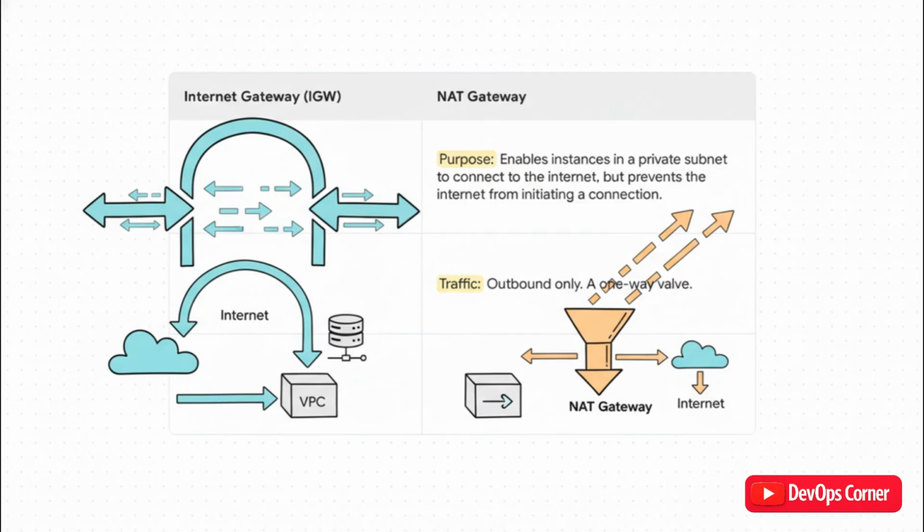For our public subnet, we attach something called an Internet Gateway, or IGW. This is basically the main entrance, a huge two-way door to the internet. Simple enough. But for our private subnet, we use a NAT gateway. Now, this thing is clever. Think of it as a one-way security door. Data can go out, but nothing from the internet can just decide to come in.